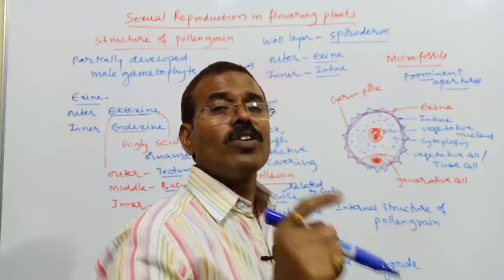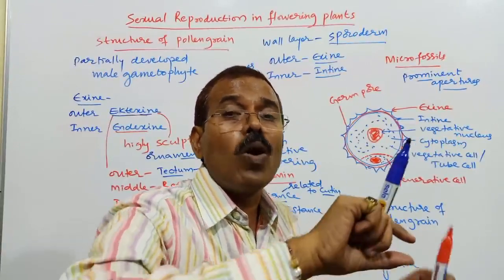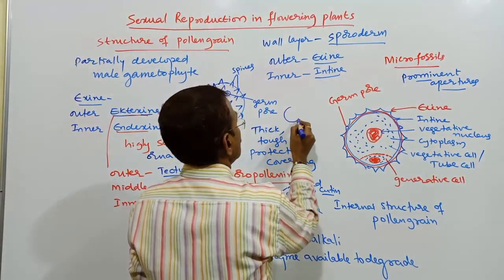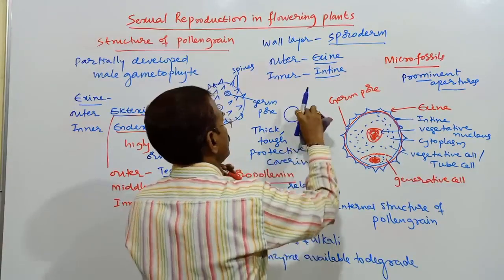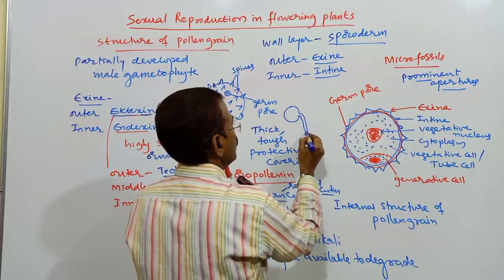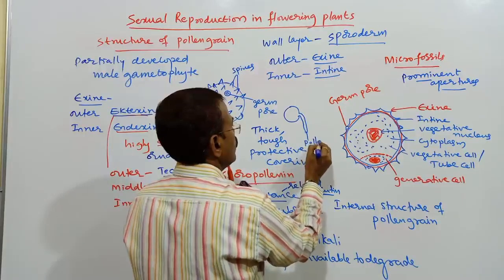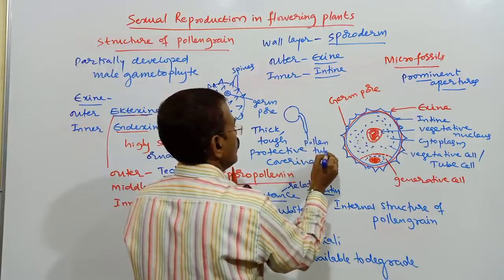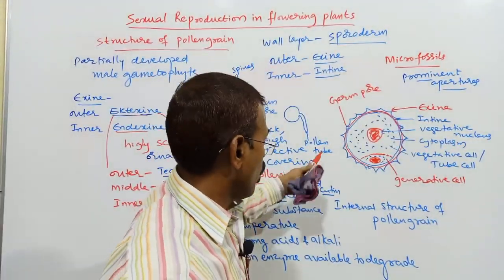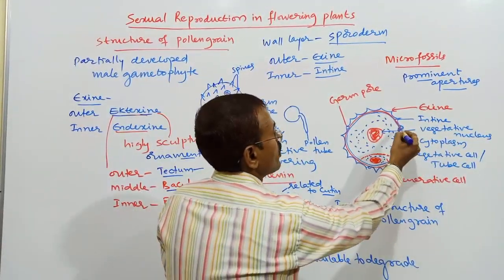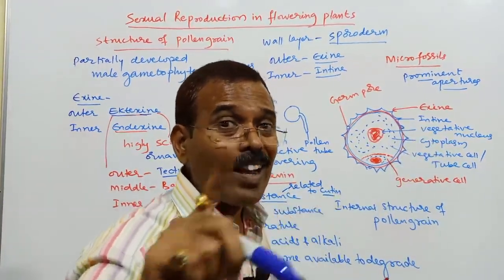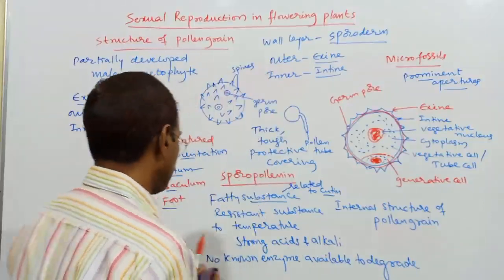What is the use of this germ pore? When the pollen grain germinates and produces a pollen tube, that pollen tube can come out of that germ pore. Remember, it can come out of the germ pore.